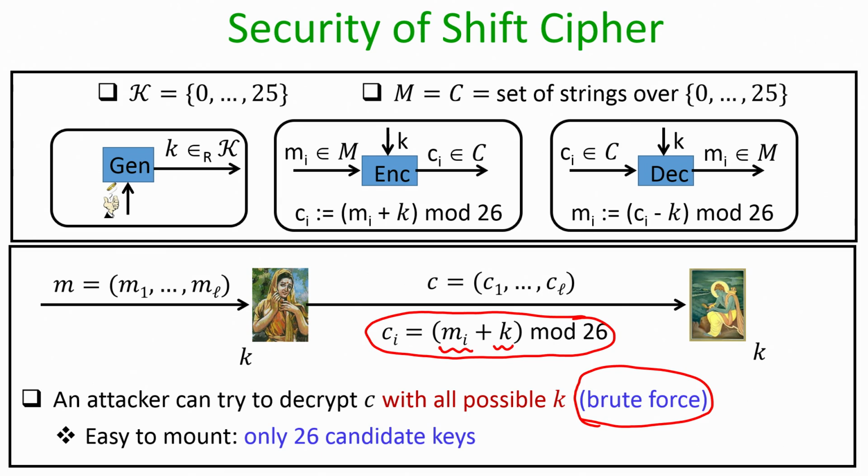And as soon as it hits upon the candidate key for which the decryption gives back a meaningful text, by meaningful I mean a meaningful English text, it knows that it has hit upon the right key, and hence the recovered message is indeed the right message with high probability. This attack is very easy to launch, because here the adversary has to do the computation, namely the decryption of the ciphertext, with only 26 candidate keys, which is very easy to perform. Consequently, we can say that the shift cipher can be very easily broken by just doing a brute force attack.